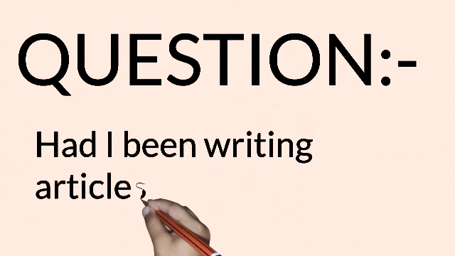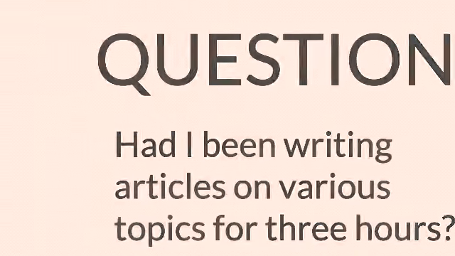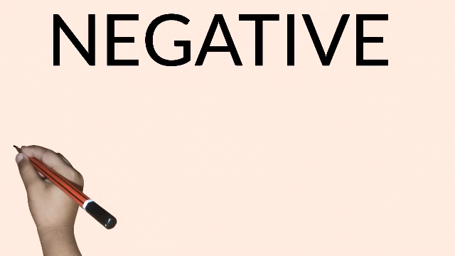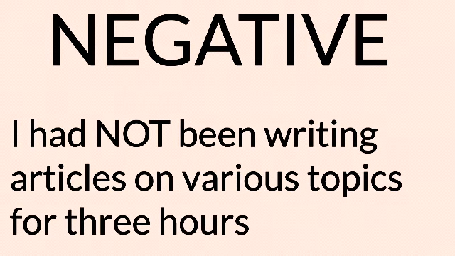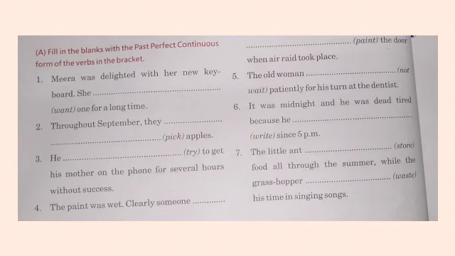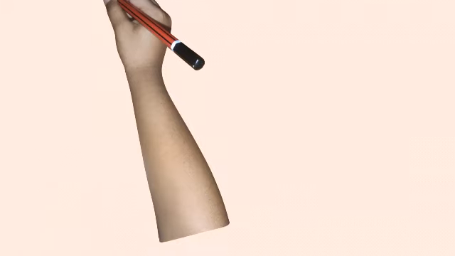Now for the question formation, had will be moved forward and the rest of the sentence would be the same. Example, had I been writing articles on various topics for 3 hours? Had is moved forward and the rest is the same. Question mark is a must. Now for the negative sentences, not will be added. That is, I had not been writing articles on various topics for 3 hours. Not is added, indicating a negative sentence. Please practice these exercises. It will help you get more clarity in all these sentences.